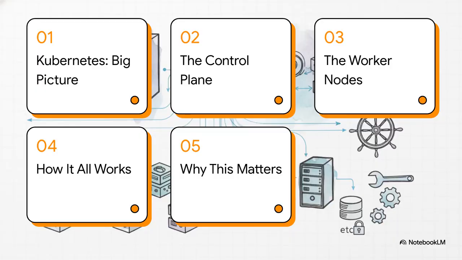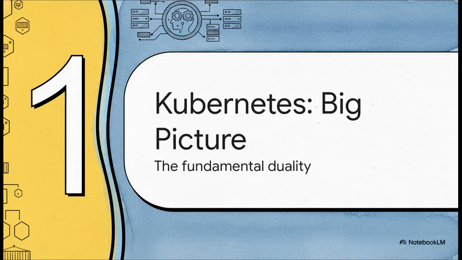So here's our game plan for today. We're going to start with that big 30,000-foot view. Then we'll zoom right into the two most critical parts, the control plane, the brains, and the worker nodes, the muscle. After that, we'll see how they all work together, and we'll wrap up by talking about why any of this really matters. Okay, let's kick things off with the big picture.